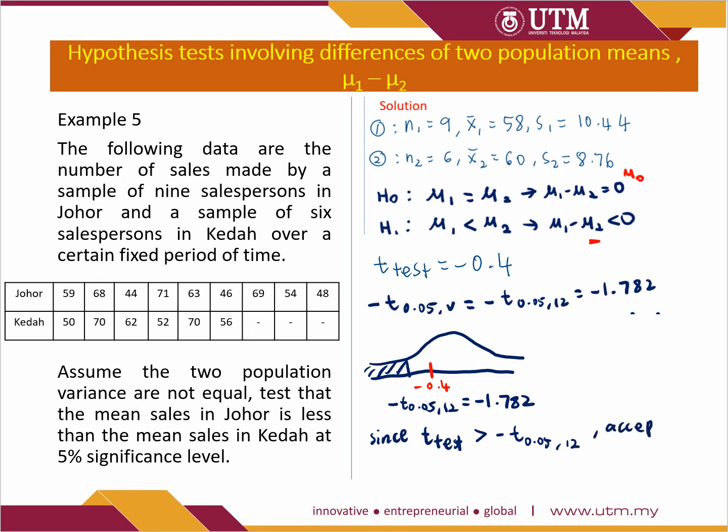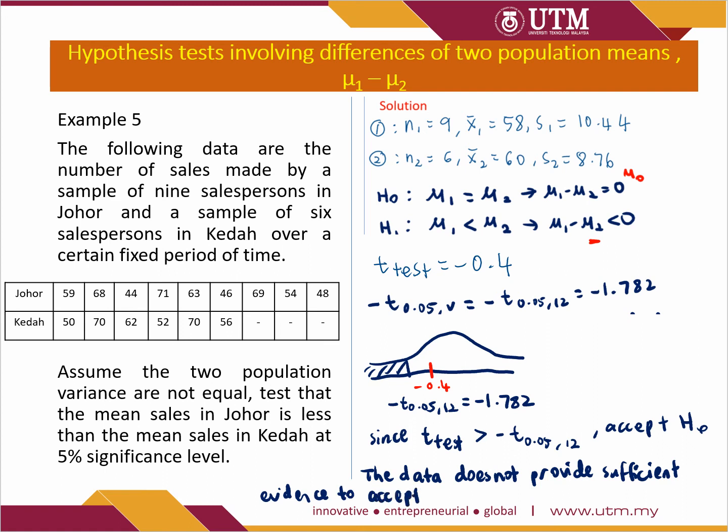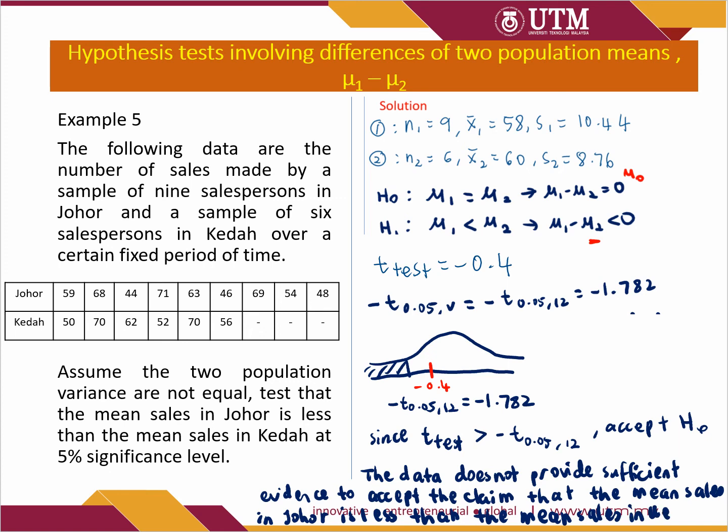we accept H naught, which means that the data does not provide sufficient evidence to accept the claim that the mean sales in Johor is less than the mean sales in Kedah at 5% significance level. Okay, so that's all for the hypothesis test involving differences of two populations mean.